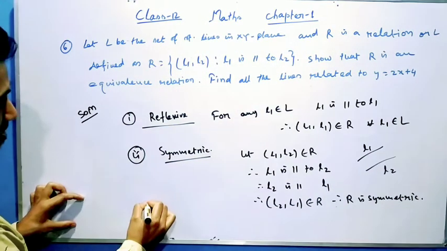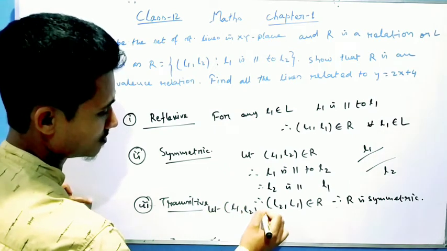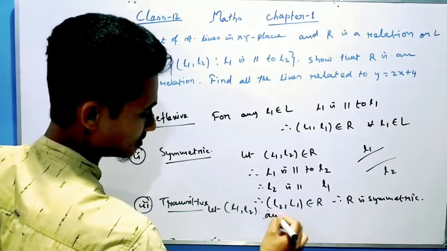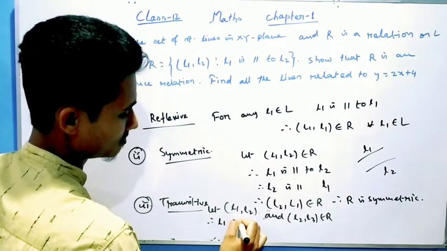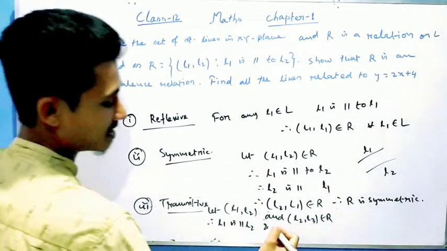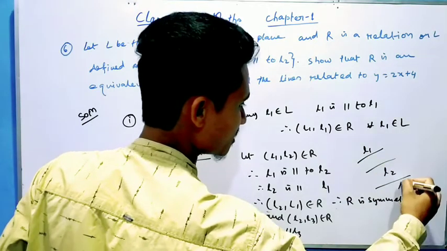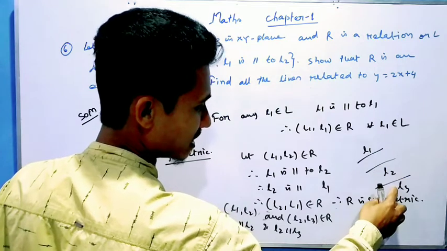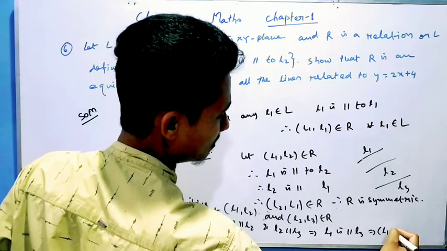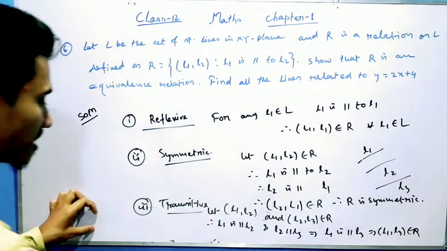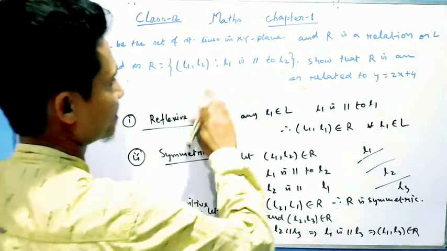Next, third property, is it transitive or not? Let us check. Let (L1, L2) and (L2, L3) belong to the relation. If (L1, L2) belongs to the relation, then L1 is parallel to L2, and (L2, L3) belongs to the relation, which means L2 is parallel to L3. Now can I say L1 is parallel to L3? Yes, obviously. This implies (L1, L3) belongs to the relation. Therefore R is transitive.